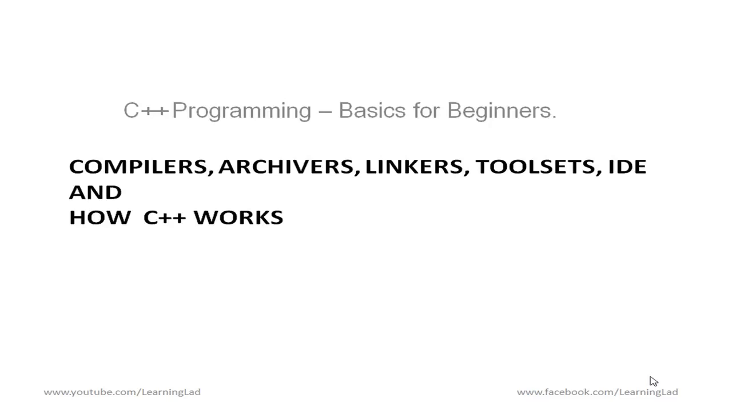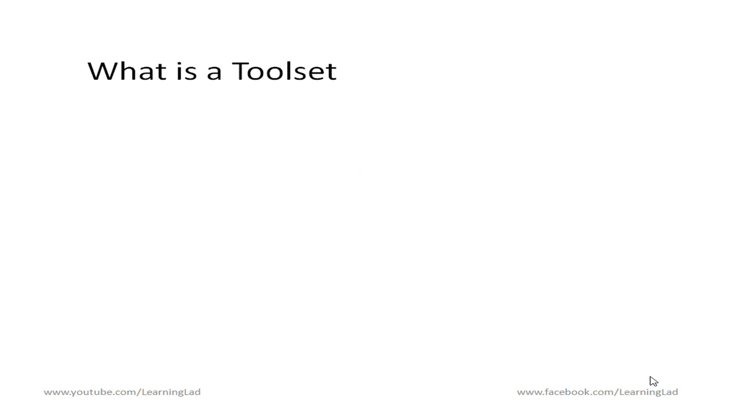In this tutorial we're gonna see some basic terms and the software used in the development of C++: the compilers, archivers, linkers, toolsets, IDEs, and also how C++ works, or what is the process to get an executable or an exe file from a C++ source file. Okay, let's begin. First we're gonna see what is a toolset.